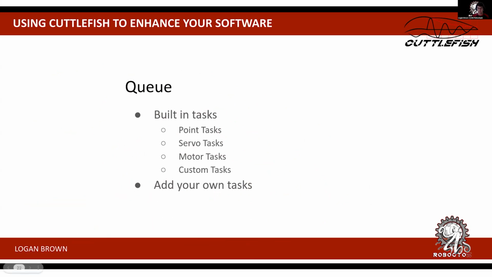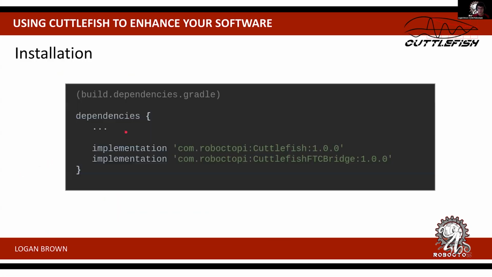I see someone in the chat asking if Cuttlefish is already in the FTC SDK, and that's actually perfect timing because I'm going into installation next. It is not already in the FTC SDK, but it's really, really easy to install, because all you have to do is go into this file, build.dependencies.gradle, and add 2 lines. That's it. You just do that and then hit the Gradle sync now button, and Cuttlefish is added to your project.